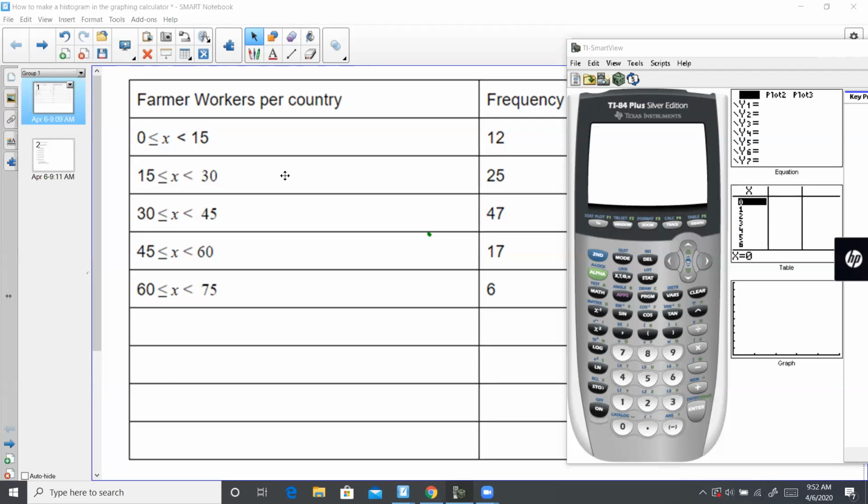So I shared with you this document today about farm workers per country and the frequency. Also make sure you take out your graphing calculator, because we're going to learn how to put a histogram in our graphing calculator. Okay, the first thing we're going to take a look at is what's called a grouped frequency table. Obviously, it's a table, and it's grouped because we have these intervals right here.